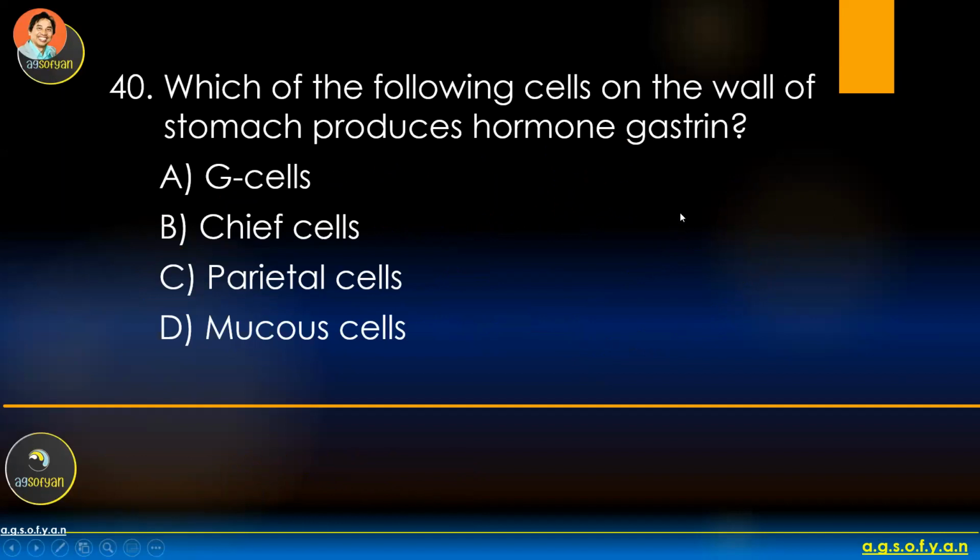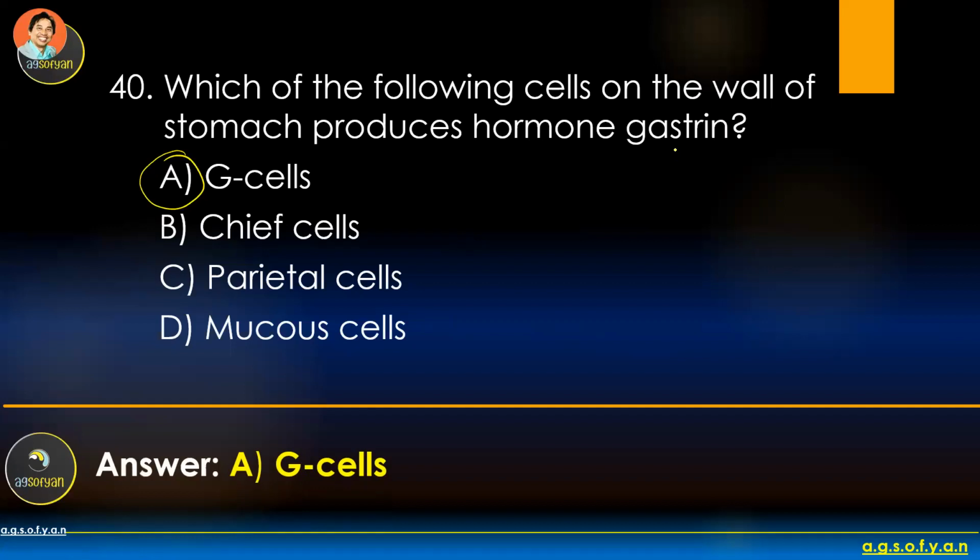Which of the following cells on the wall of the stomach produces the hormone gastrin? Okay, you should be able to answer this question because I just explained it. It's going to be the G cell. Okay, so G cell produces gastrin. Now, what is the function of gastrin? Gastrin will stimulate the parietal cell to produce hydrochloric acid.